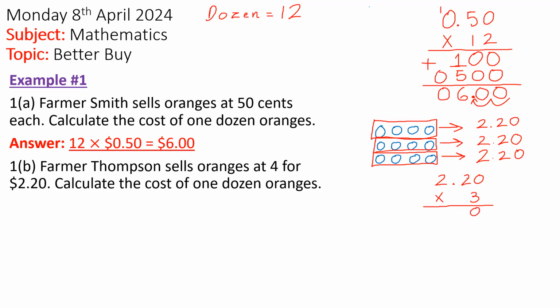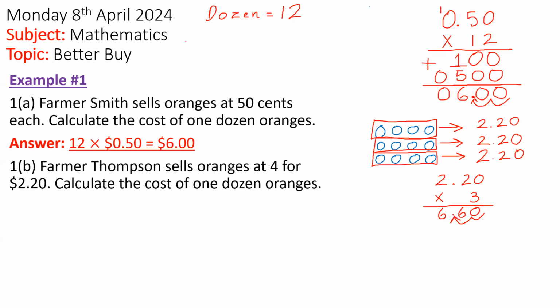2 times 3 is what? 6. 2 times 3 is 6. And then we move the decimal place how many times? 1, 2. And so the answer is gonna be what? $6.60.